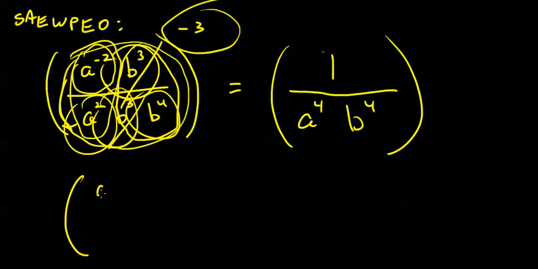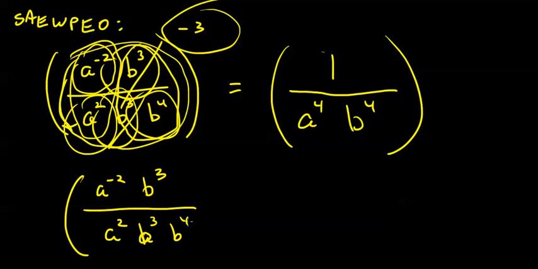Let's say a to the minus 2 power times b cubed in the numerator over a squared, b cubed, b to the 4th power. Okay, bear with me here. I know it's a little nasty. That entire expression raised to the minus 3 power. Let me take it a step at a time. Maybe a different color would help.